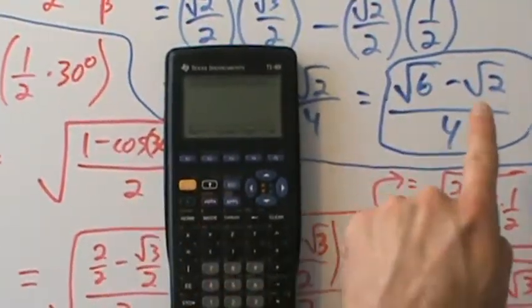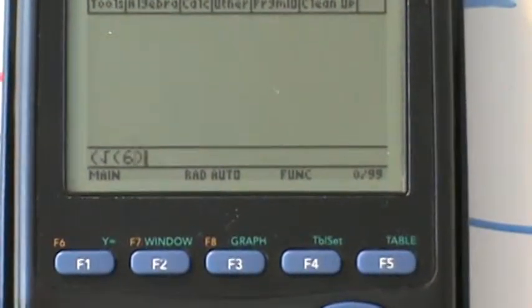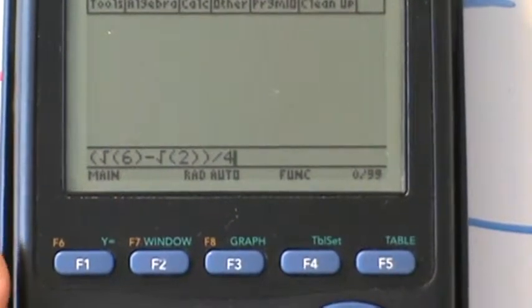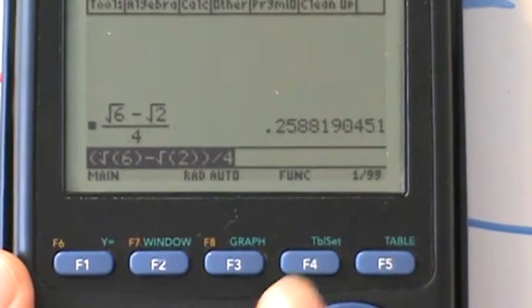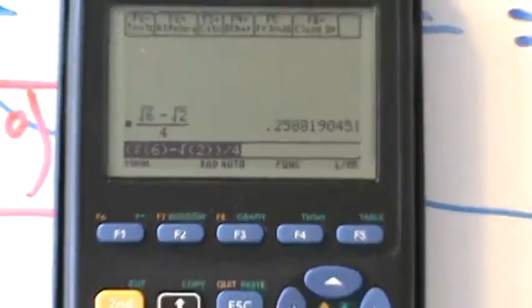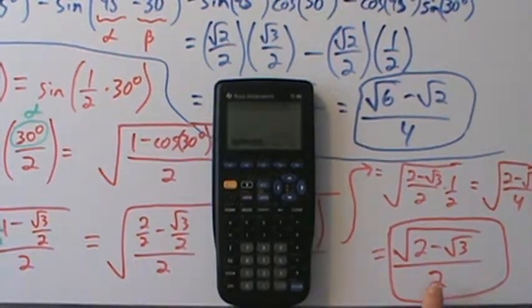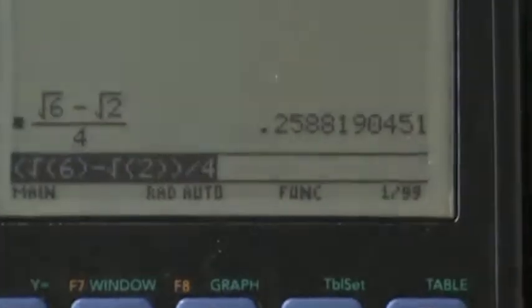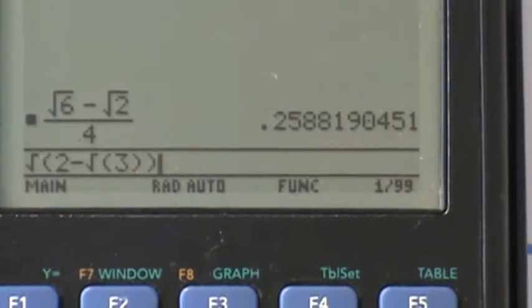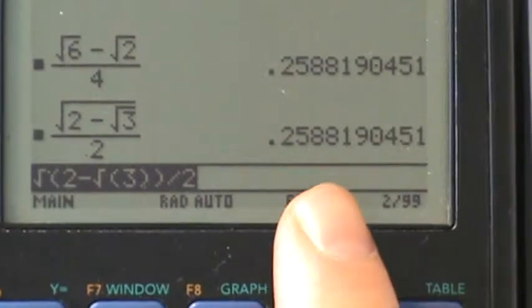One of them is root 6 minus root 2 all divided by 4. So let's enter that and see what we get. We have the square root of 6 minus the square root of 2 all divided by 4. We want an approximate value of that. So that's approximately equal to 0.2588190451. The other one was the square root of 2 minus the square root of 3 divided by 2, kind of goofy. Then that approximately equals the exact same thing, 0.2588190455.